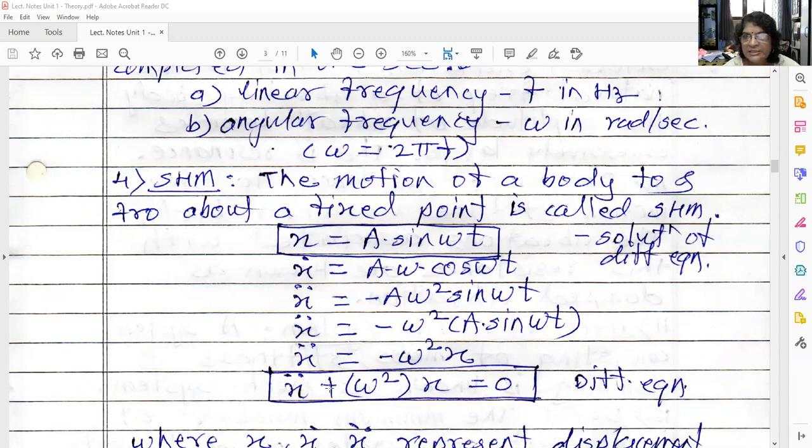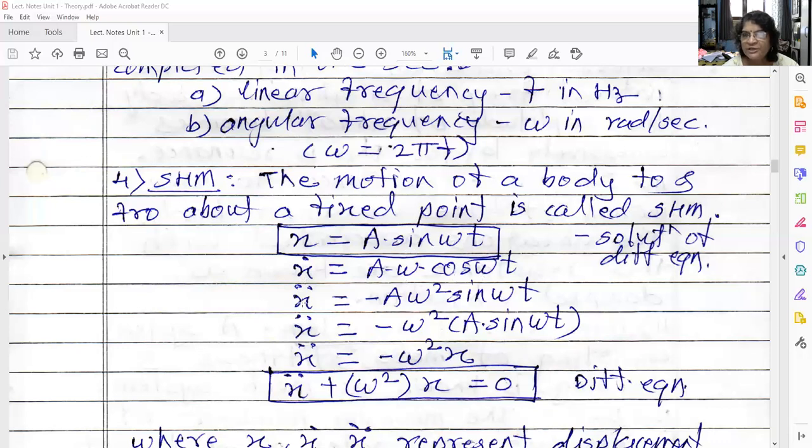So what is the equation of simple harmonic motion? This is x double dot plus omega square x is equal to 0. How has this come, or how did we get this solution from this equation? See, x is equal to A sin omega t. This is displacement. If you differentiate this, you will get velocity. So x dot, here instead of dx by dt, we use x dot. So x dot is equal to A, the derivative of sin omega t is cos omega t into omega. So x dot is equal to A omega cos omega t.